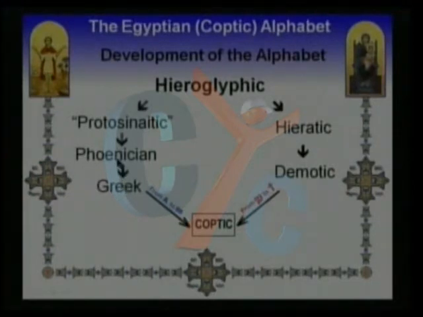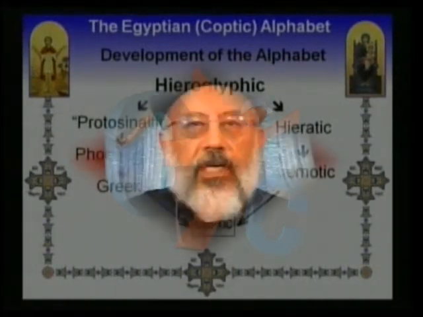So the Greeks took the Phoenician alphabet, but they added to it some letters that they used as vowels. The Phoenicians did not have vowels, the hieroglyphic did not have vowels, the hieratic and demotic did not have vowels, but the Greeks added vowels by using certain letters from the Phoenician alphabet to indicate vowels. So this changed the complexion of the language, so that there are vowels in the language.